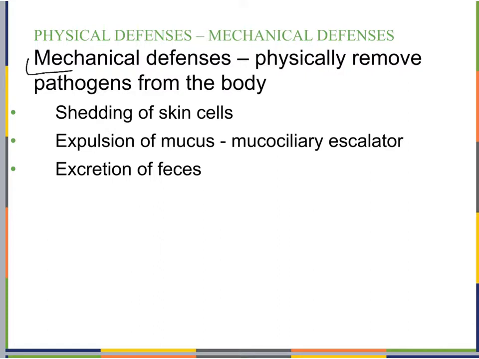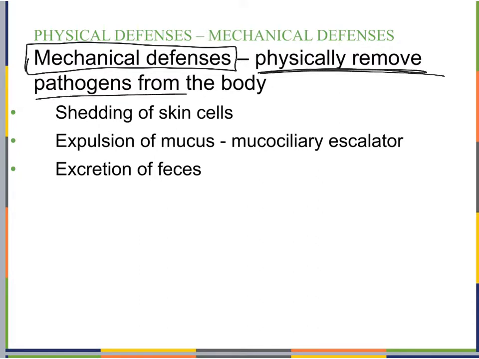So then we have our mechanical defenses. So our physical defenses, we just went through each of the physical barriers. The second were our mechanical defenses. So this is when we want to physically remove pathogens from the body. So mechanical, we're moving them away from us. So we're not killing at this point. That would be something different. That would be a chemical defense. But we're just removing them by mechanically moving them away from us.